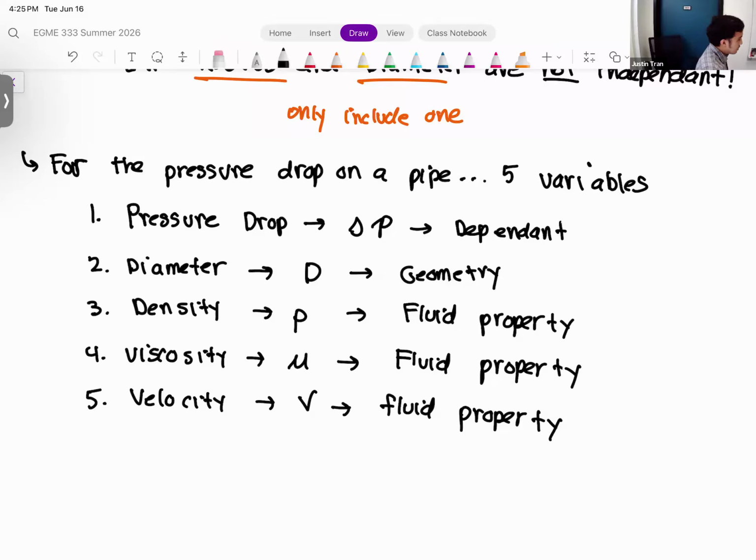All right, it's 4:25. Let's get back to it. Just to remind you where we left off, we are going through the method of repeated variables. We just went through step one. We're going to spend the longest talking about step one, but it's the one you're never going to do in this class, because I'm going to do step one for you.